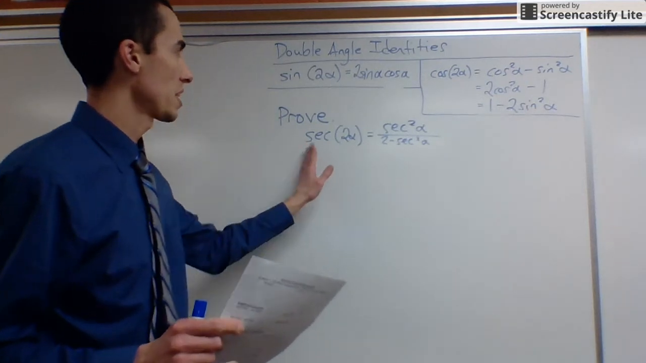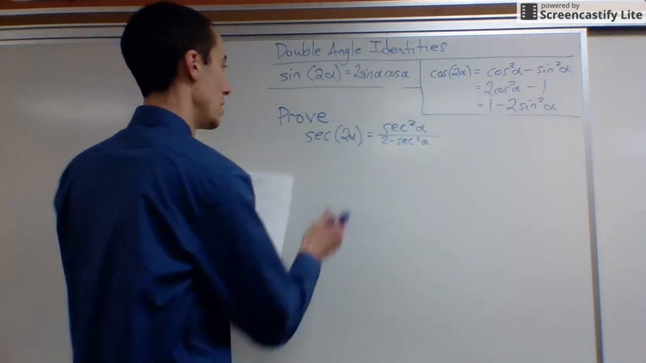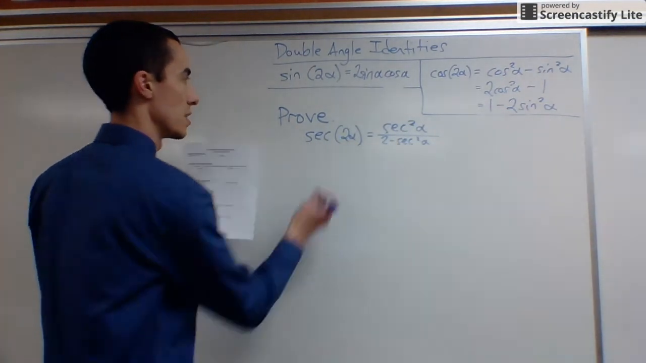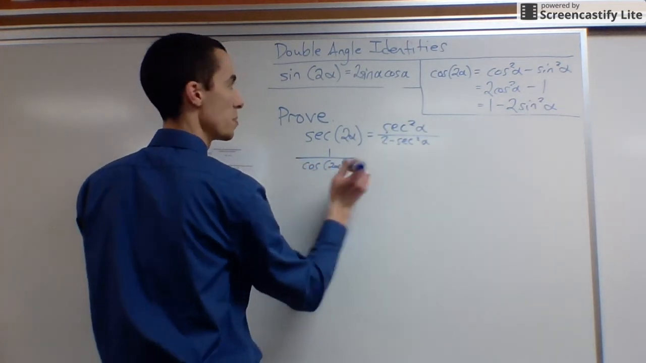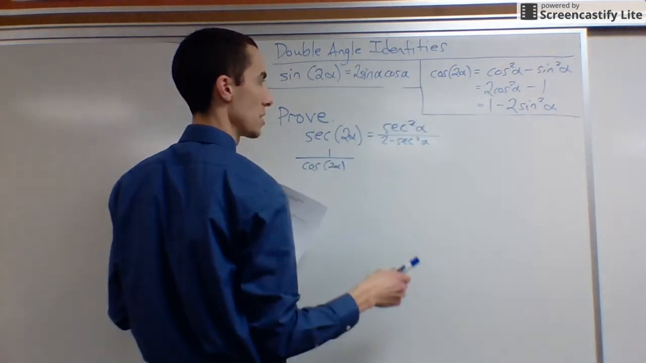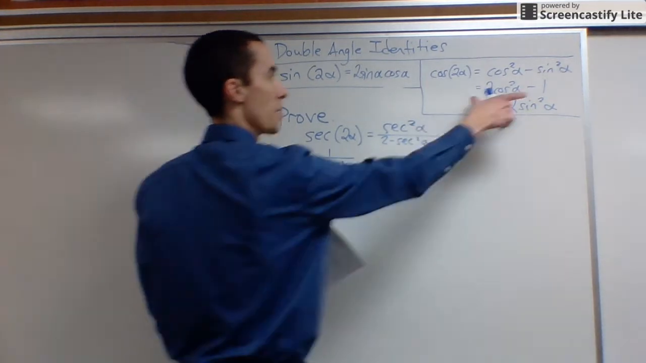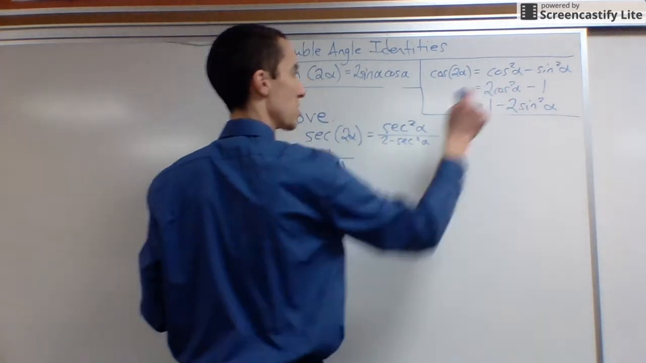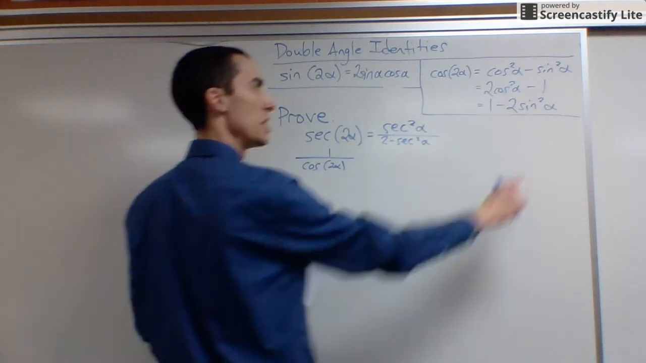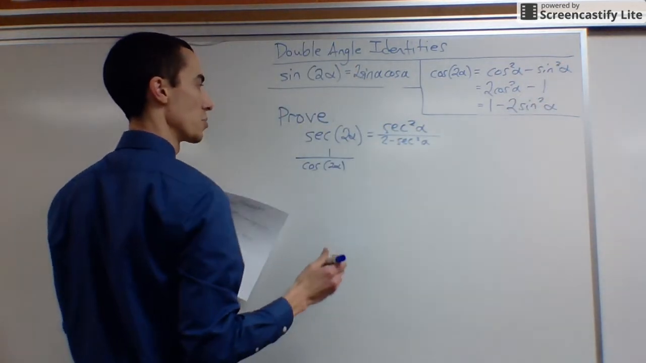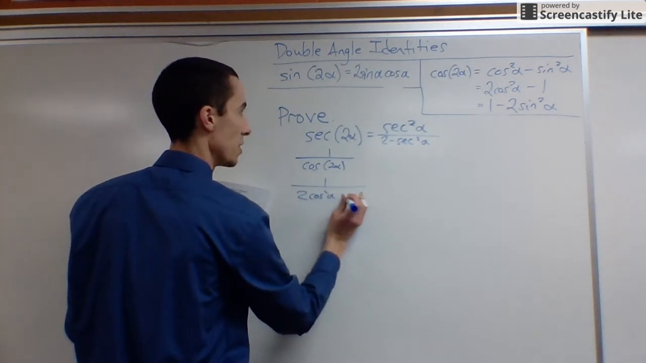Next, we need to prove that the secant of 2 alpha equals secant squared alpha over 2 minus secant squared alpha. So to begin, I'm going to work with the left side. I'm going to change this to 1 over cosine of 2 alpha, because we know that cosine of 2 alpha is one of these 3 things. So in place of cosine 2 alpha, I'm going to substitute the second one, because that just has cosines in it. I look over here and I see that I've just got secants. Secants and cosines have their relationship. So I don't want to introduce any sines into the situation. So we have 1 over 2 cosine squared alpha minus 1.